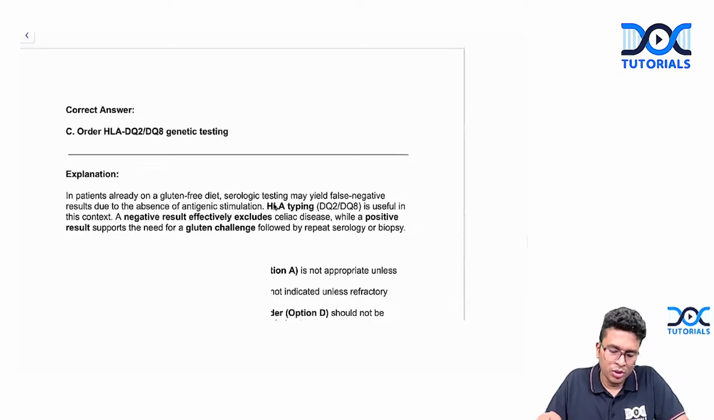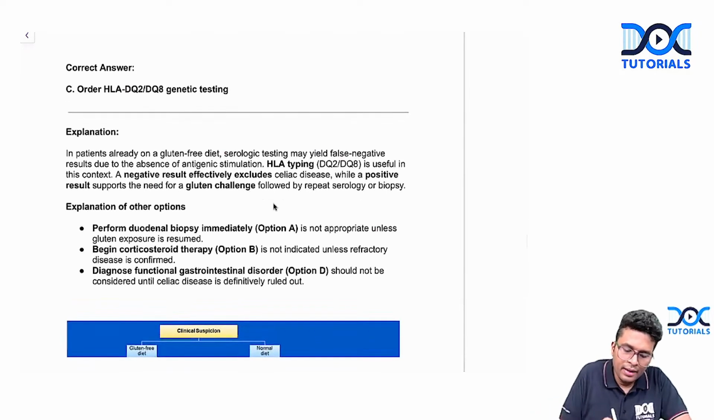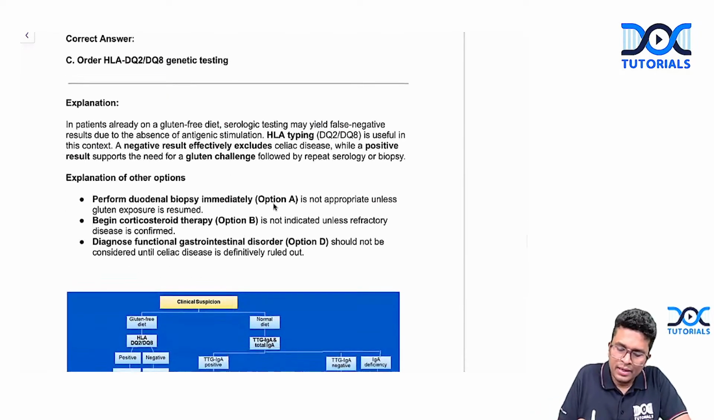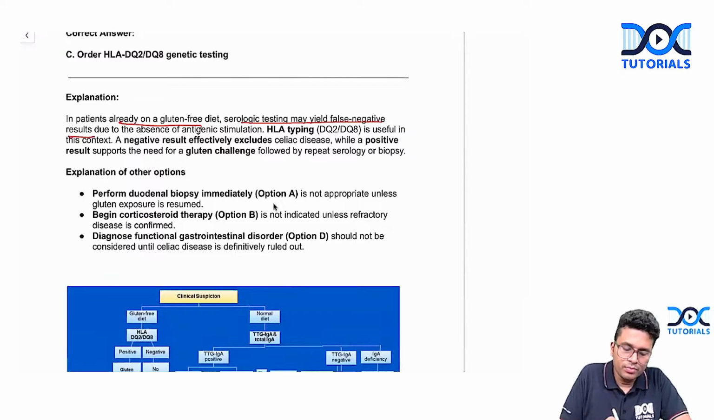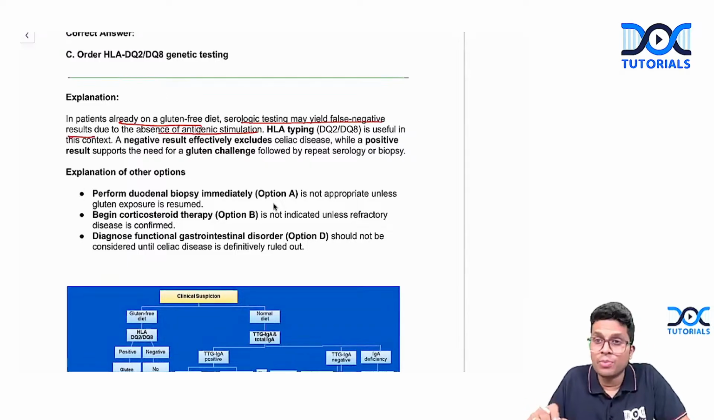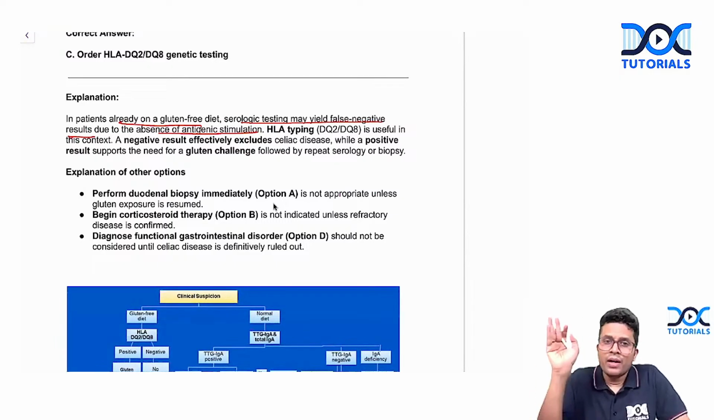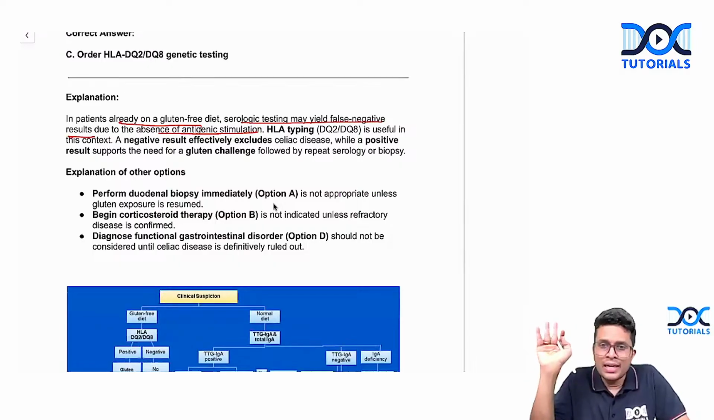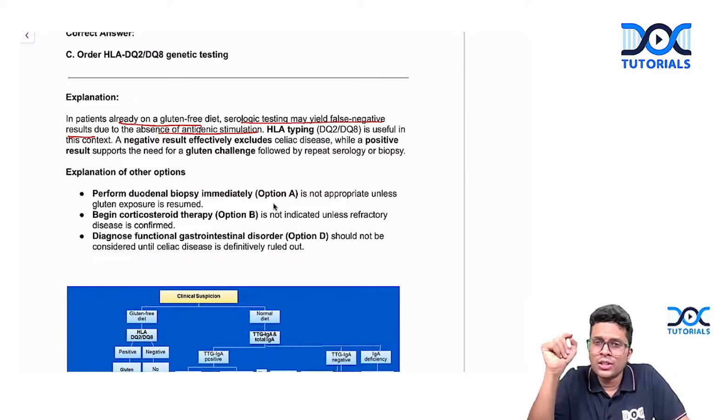So in this patient who is already on a gluten-free diet, serological testing may yield false negative results due to absence of antigenic stimulation. So HLA typing is useful in this particular context. A negative result effectively excludes celiac disease, but if it comes positive, then we need to do a gluten challenge followed by a repeat serology or biopsy.